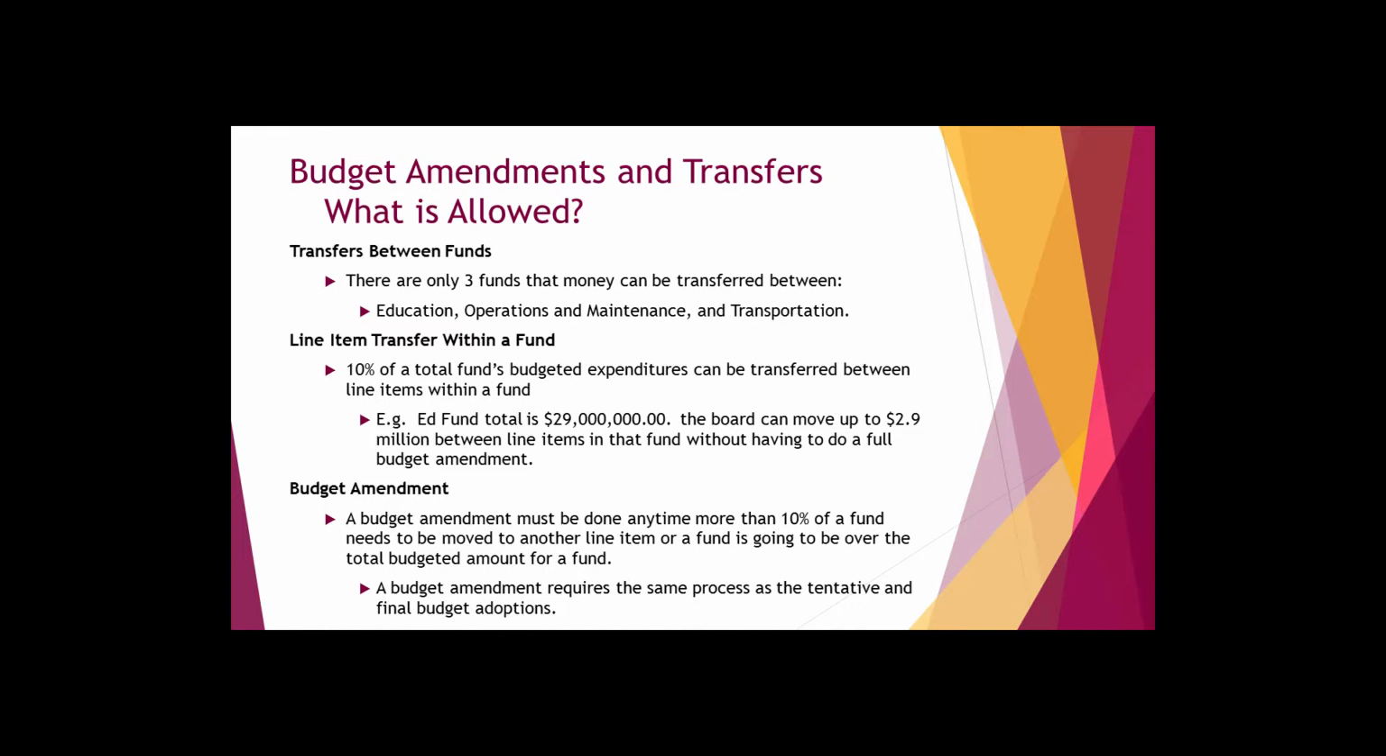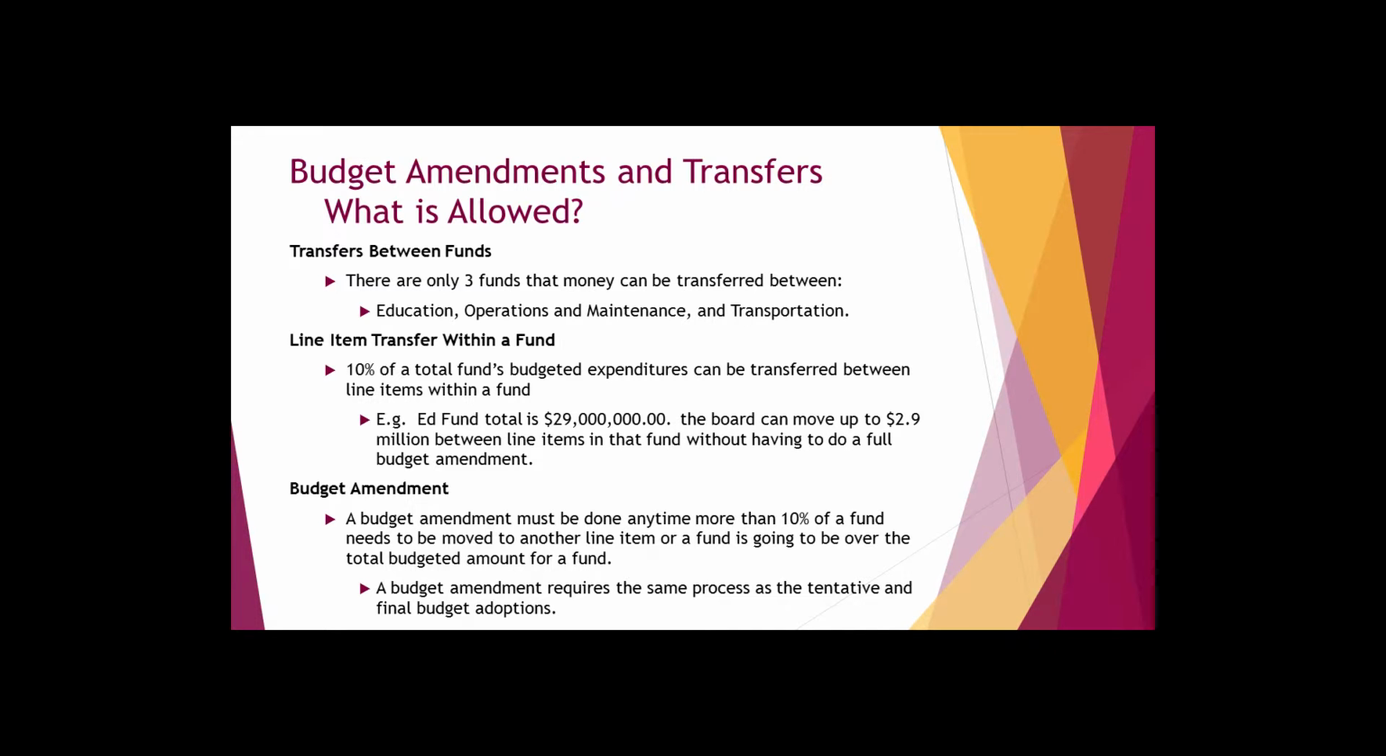We often get, well, can't you just move money from one fund to the other? And the answer seems simple, but it's not. What's allowable by law is that we can transfer money between the education fund, the operations and maintenance fund, and the transportation fund. The issue for our district is that we are levied to the extent that we can levy in those funds. They are balanced, but they are barely balanced, which means there's no excess money in any of those funds to move to another fund. So although we could transfer money, we don't have money to transfer.